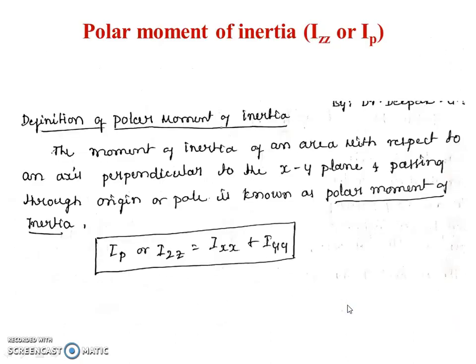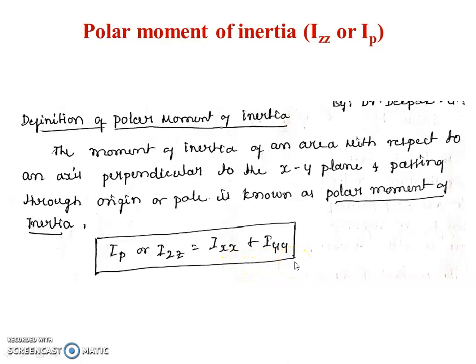Okay. Next, we will see what is polar moment of inertia. It is also represented by this term Izz or Ip. First, we will see the definition of polar moment of inertia. It is defined as the moment of inertia of an area with respect to an axis perpendicular to the xy plane and passing through origin or pole is known as polar moment of inertia. Okay, it is given by Ip or Izz is equal to Ixx plus Iyy.